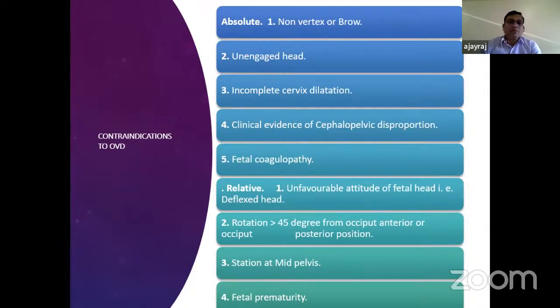Rotation should be more than 45 degrees from the occiput anterior or the occiput posterior position. Station at mid pelvis and fetal prematurity. These are the contraindications for operative vaginal delivery.